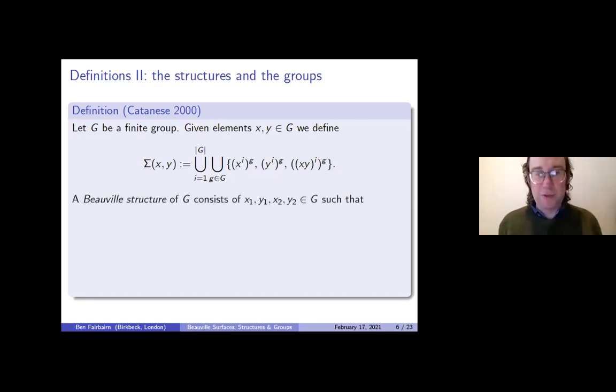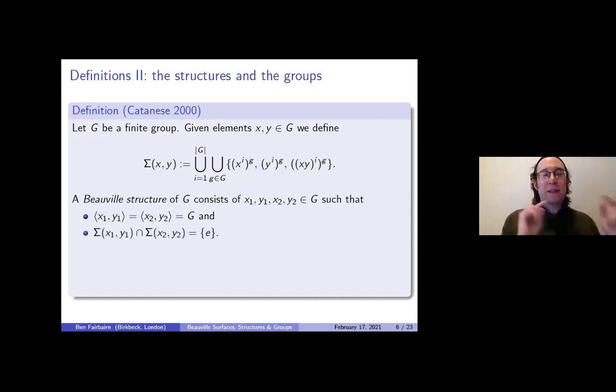So a Beauville structure of G is, it's really two pairs rather than four elements, an X1, Y1, and an X2, Y2, with the property that the pairs generate the group. So they really are taking into account everything the group is, everything the group can do, can see the whole business straight away. And more to the point, their corresponding sigma sets have trivial intersection. This is really what gives us the rigidity of the corresponding surface, because any non-trivial stuff in that intersection allows us some wiggle room that would allow the thing to not be rigid. So having these things so disjoint, only having the identity in common, tells you that we are genuinely dealing with a surface that's nice and rigid.